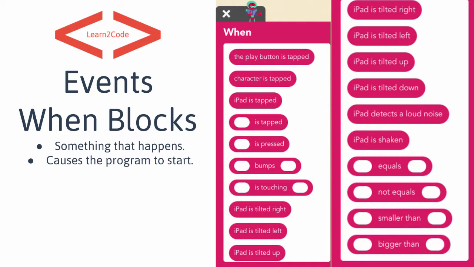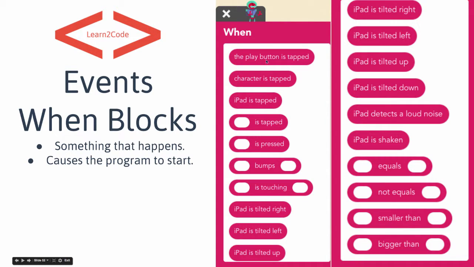Now, I spoke about the event blocks a little bit earlier, but it's really important, and I stress a couple of points about the event blocks. The first point is the event blocks, the when blocks, they are something that happens, and this something causes our program to run.